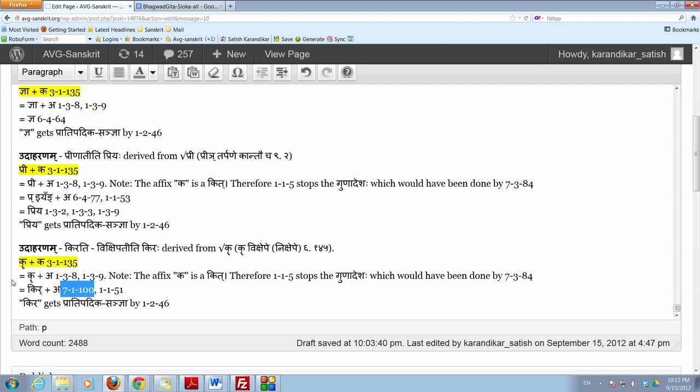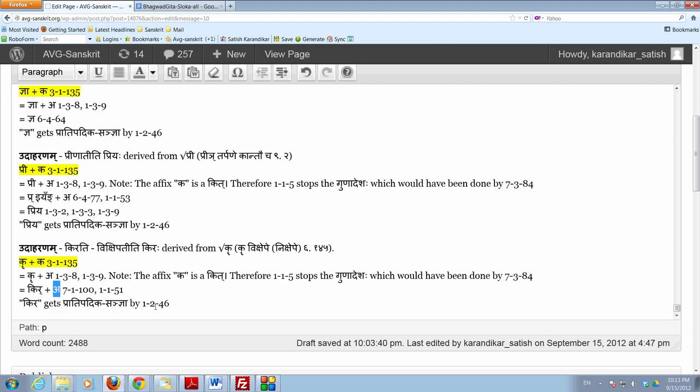Of course, first we have to check for the gunadesha. The gunadesha is parakaryam, so 7384 has to be checked first. But in this case, 115 stopped the 7384. If 7384 is not stopped, then gunadesha would have taken place. Only if this rukara survives the gunadesha, does not take the gunadesha, then only ruta idhatoho. So the rukara takes the ikara adesha, and then urandraparaha, so we get kir.